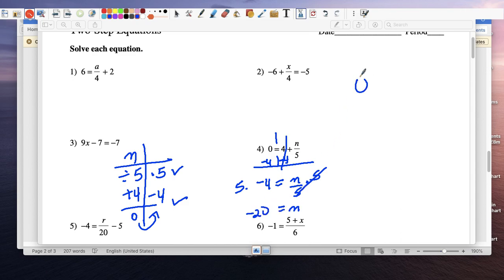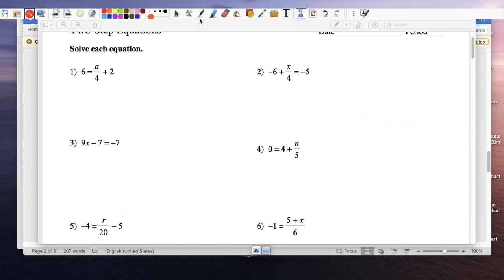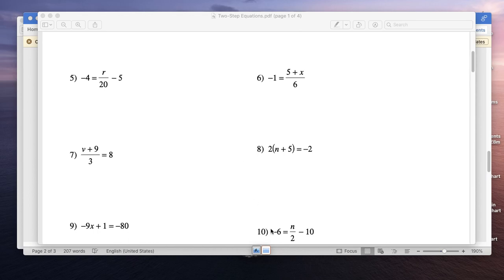Let's check. Let me replace the n with negative 20 over 5. 0 equals 4 plus, and what's negative 20 over 5? Negative 20 over 5 is the same thing as negative 4. And 4 plus negative 4 is 0. Very good. Okay. We're just doing the evens, okay? That's a great idea with that.